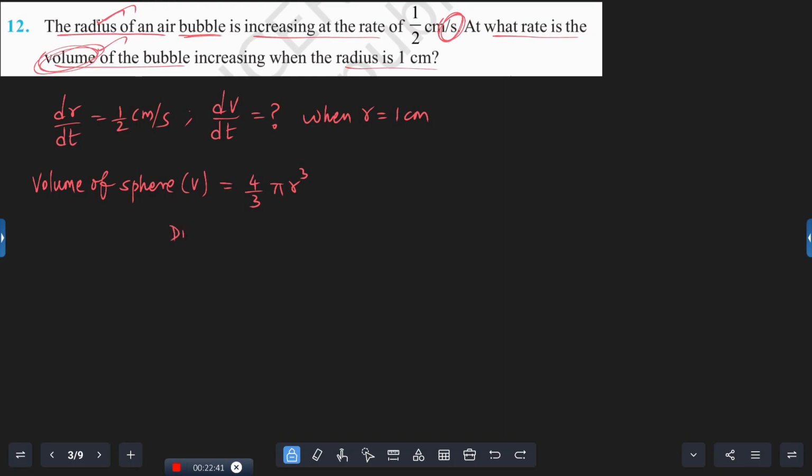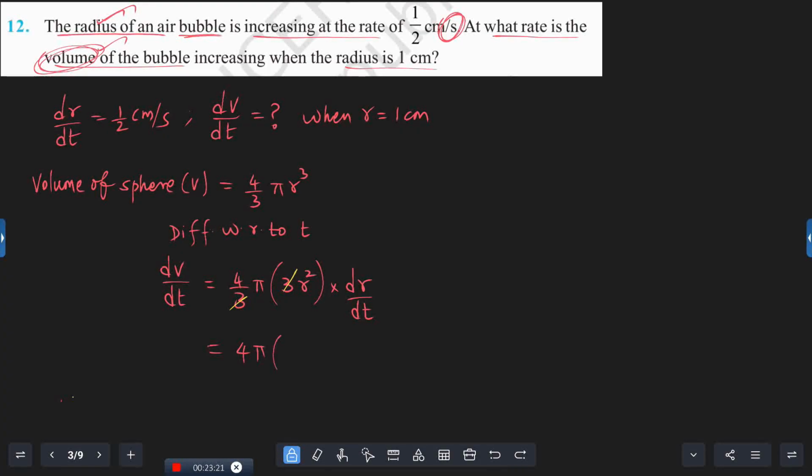Now we have to differentiate with respect to t on both sides. When you differentiate V with respect to t, you will get dV by dt. 4 by 3 pi is a multiplying constant, let it be. R cube, when you differentiate, gives 3 r square, and then dr by dt. Be careful when you differentiate. We only need to find dV by dt, then apply all the values you know. Before that, don't cancel anything. Now we'll go to applying the values.